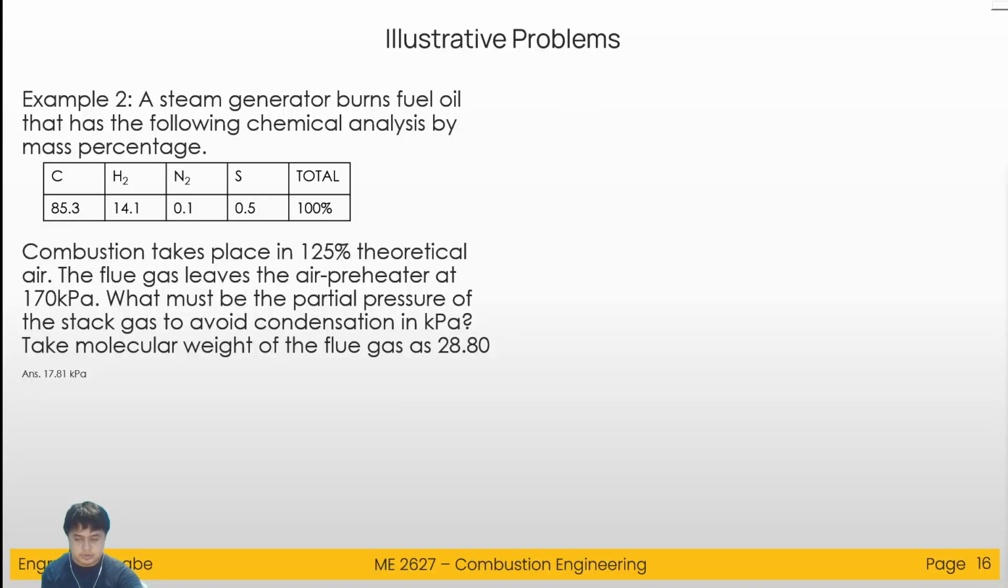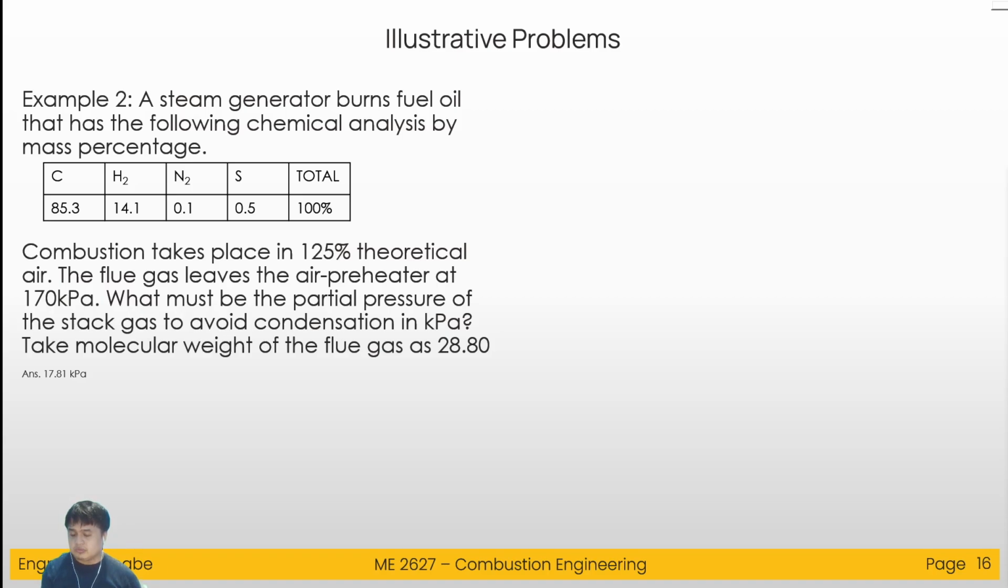Okay, for this example, you have a steam generator that burns fuel oil with a chemical analysis, or the ultimate analysis, in other words, of this fuel oil. And then you have a theoretical air given, or in other words, the excess air is 25%. Then the pressure of the flue gas is given, and also the molecular weight of the flue gas is given. So we want to know the partial pressure of the flue gas to avoid condensation.